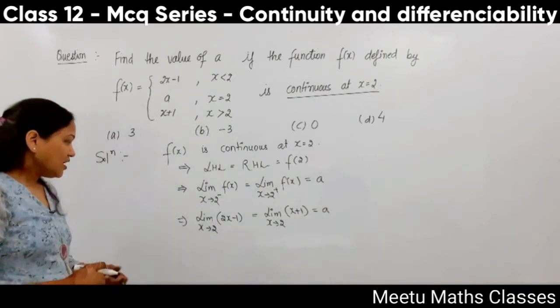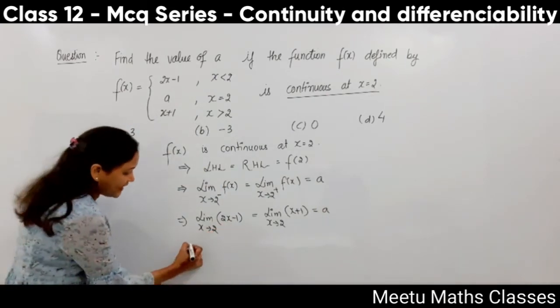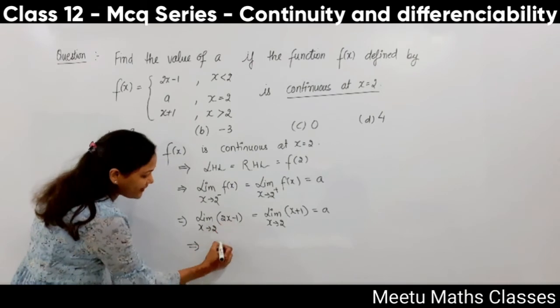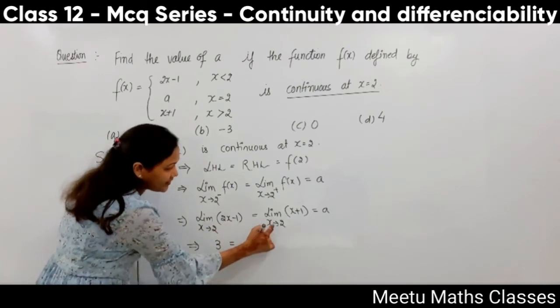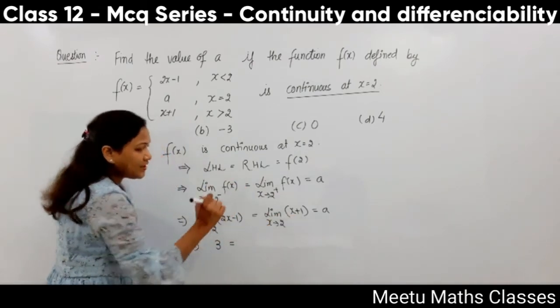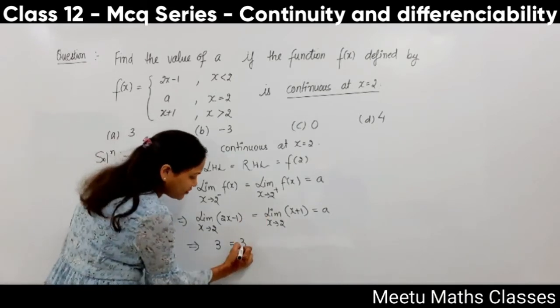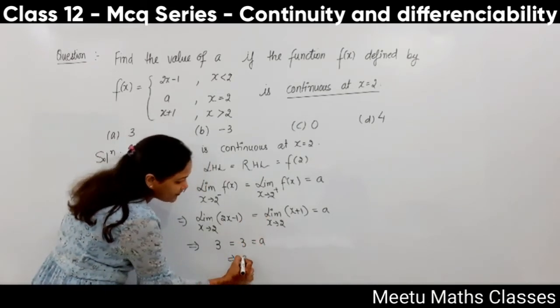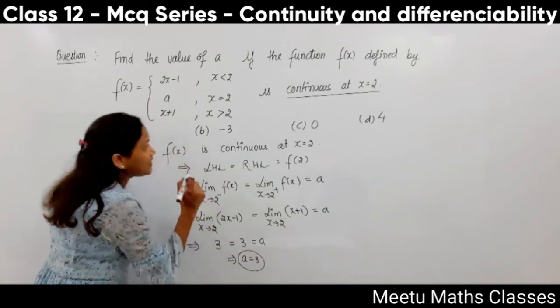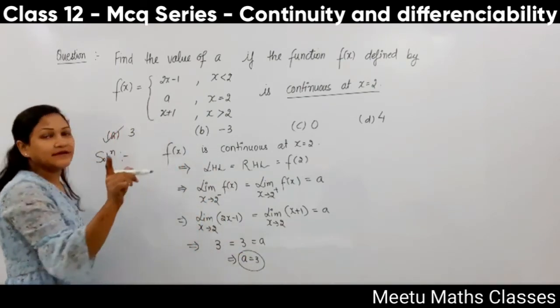Okay. So if you put 2 here, then 2 into 2, 4 minus 1, it will be equal to 3. If you substitute 2 here, 2 plus 1, this will also give you 3. So your value of a is 3. So your option A is correct.